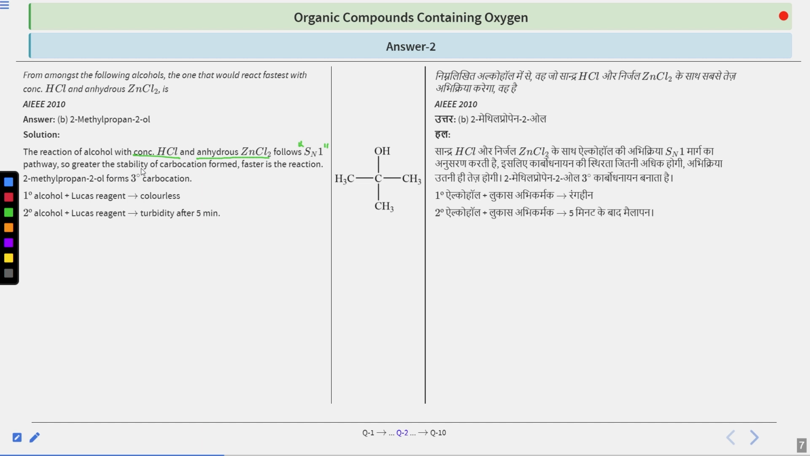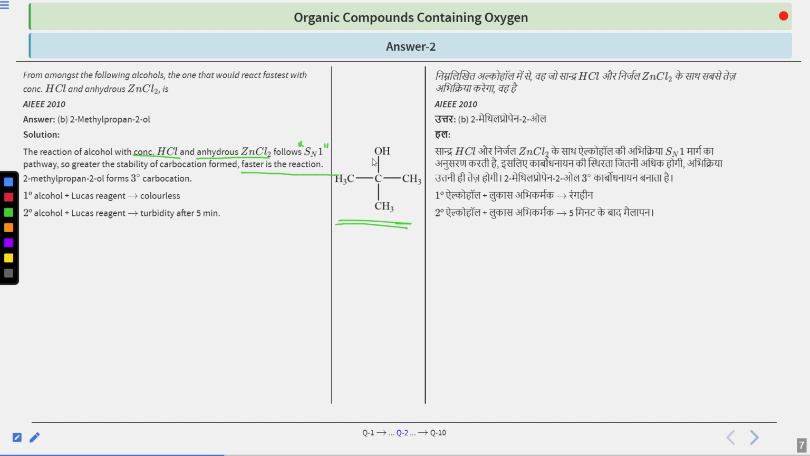Right. So, as the alcohol with concentrated HCl and anhydrous zinc chloride reaction follows the SN1 pathway, that means the rate will depend upon the formation or the stability of the carbocation formed. So the greater the stability of carbocation formed, faster will be the reaction. So 2-methylpropane-2-ol forms a tertiary carbocation. You can see in the diagram. We have C, around which three methyl groups are attached and one hydroxyl group is attached.